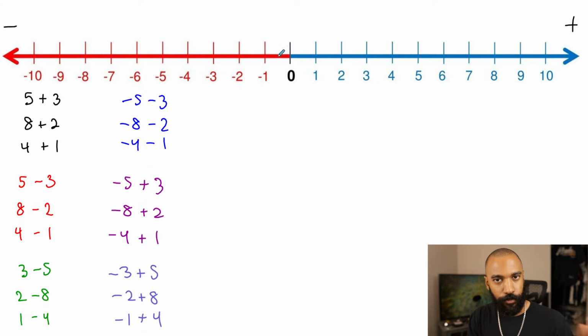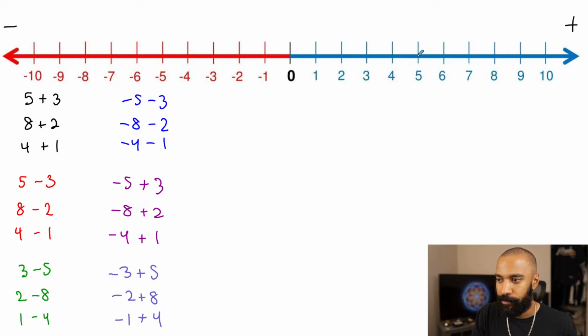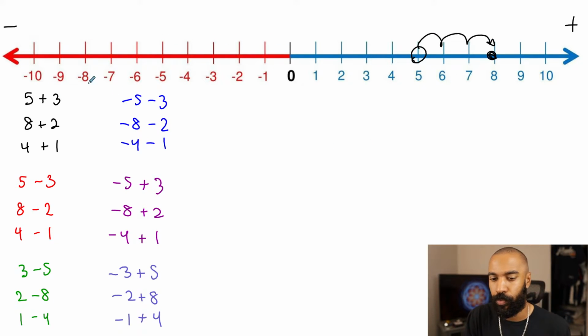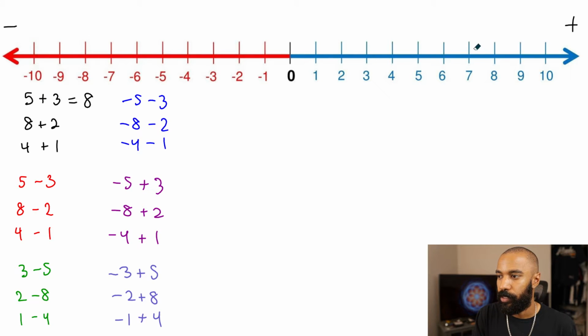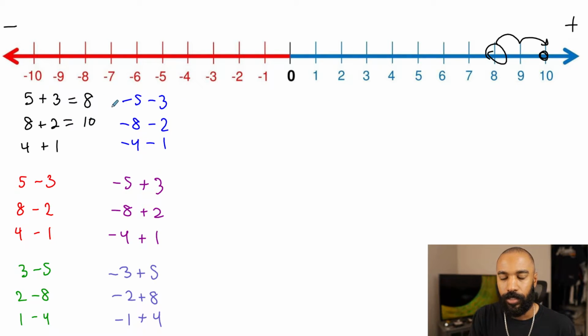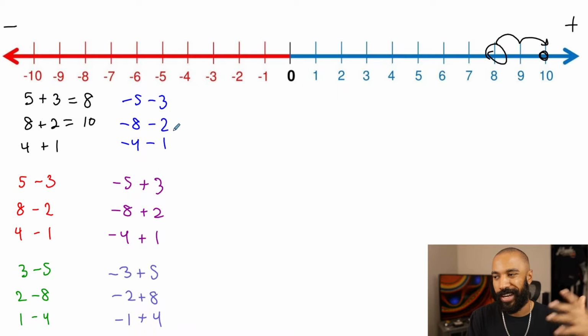Positive 5 plus 3. From 0, everything's from 0. We're going to go right 5, start on 5. Plus 3, we're going to add 3. That's where we get 8. I can count 1, 2, 3 literally, and I do get 8 from that. I start right, I go right. Positive plus, right. Okay, 8 plus 2. I start on 8, and I go right 2. I'm on 10. See what I mean? I start right, I finish right, I'm going right.